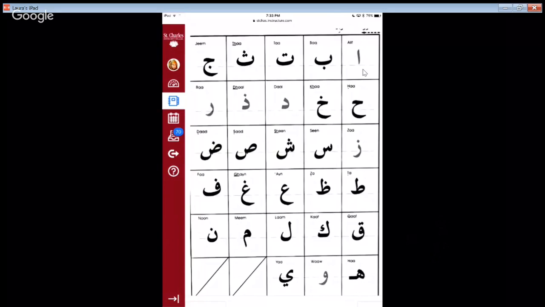Aleph. Ba. Ta. Tha. Jim. Ha. Kha. Dal. Dal.